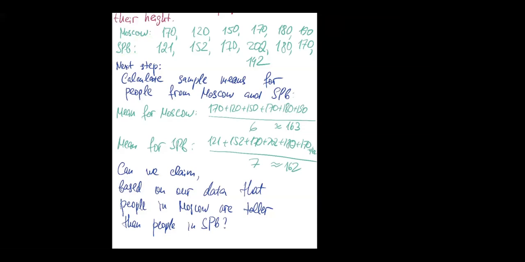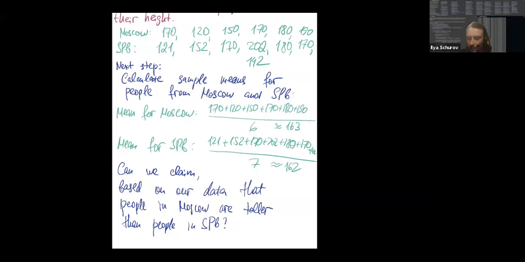I wanted to say that I think that if we have a difference of just 1 centimeter, it's not a significant difference, and maybe it's not even worth counting as a difference. But assume that you have a difference of 1 centimeter, and you're looking for some really subtle effect. And what you do is you collect a lot of data, not just 6 elements here and 7 elements here, but hundreds of thousands of people here and hundreds of thousands of people here. Will you treat this 1 centimeter difference between these averages as not significant in this case?